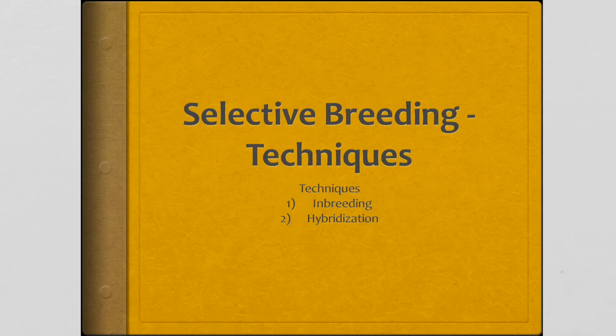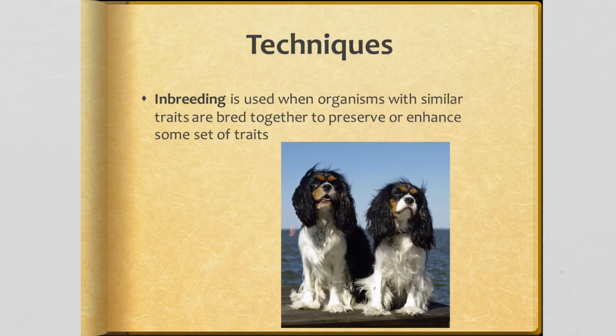So let's look at some examples of selective breeding. Basically, in selective breeding, there are two techniques. The first one is called inbreeding, and the second one is called hybridization. So let's talk about each of those and how they can yield organisms that fit our needs. So the first example is called inbreeding. And inbreeding is used when you take organisms with similar traits and you breed them together to keep or enhance those traits.